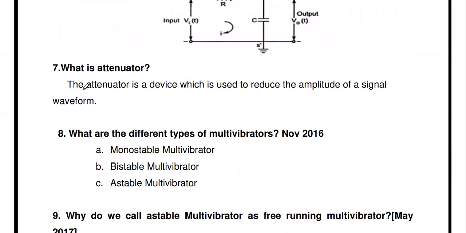Okay, then the next question: what is an attenuator? An attenuator is a device which is used to reduce the amplitude of the signal waveform. It performs the operation inverse to that of amplification. An amplifier increases the amplitude of the input signal. Similarly, if we want to reduce the amplitude of a given waveform, we have to use a device or circuit called an attenuator.